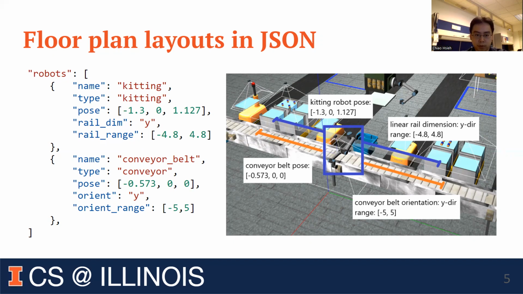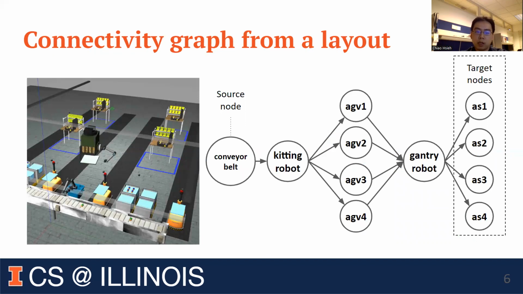With this full layout profile, with the relative position between all the robots, we want to construct what we call a connectivity graph. In this connectivity graph, each node is a robot in the system, and each edge in the graph represents that one robot can hand off a product part to the other robot. For example, the conveyor can hand off the product part to the kitting robot arm, and then the robot arm to the AGVs, and then the AGV to the gantry arm, and so on and so forth. If there is a path in the graph from the source node, in this case the conveyor belt, to the target nodes, in this case the assembly stations, it means there is a possible route to deliver a product part from the conveyor belt to the final assembly stations.